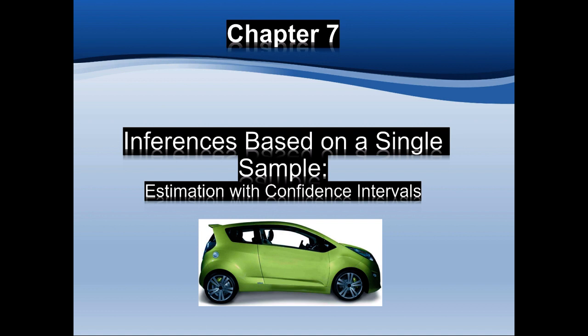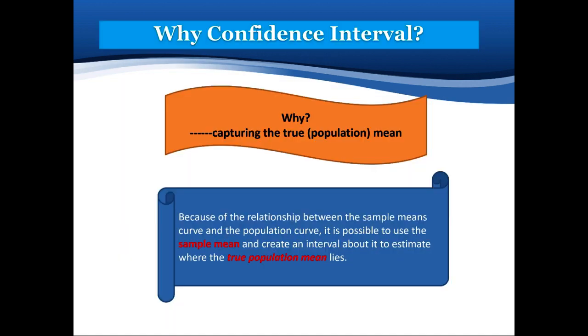Hello everyone, this video is about Chapter 7, Inferences based on a single sample, Estimation with confidence intervals. Our goal is to estimate the value of an unknown population parameter, such as a population mean or a proportion. For example, we might want to know the true mean of the student GPA in our school, or the true average age of the student, or the true percentage of international students.